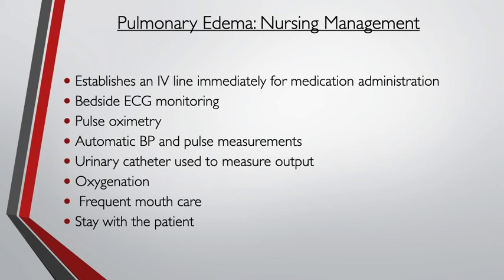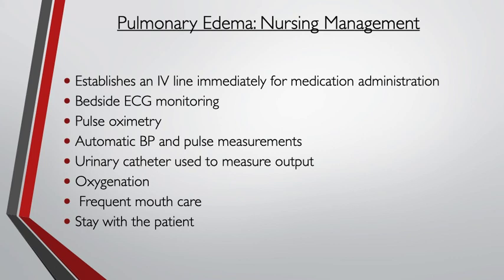We're going to put in a Foley catheter most of the time so that we can get an accurate output, and because the patient is so short of breath during an episode of pulmonary edema that they cannot tolerate being rolled to be placed on a bedpan, nor can they walk to the bathroom. So oftentimes we'll put in a Foley to measure that urinary output.